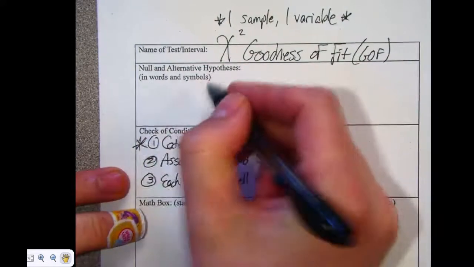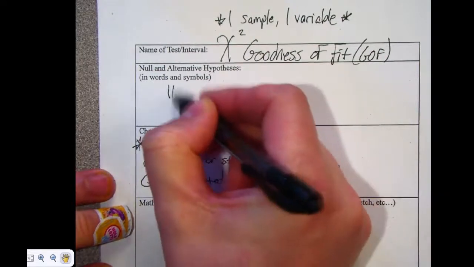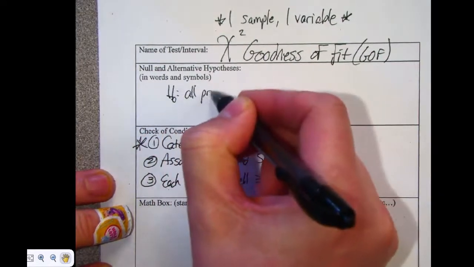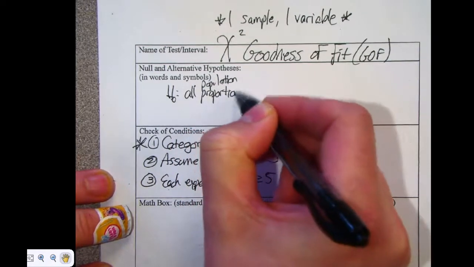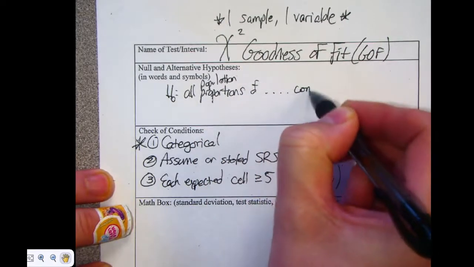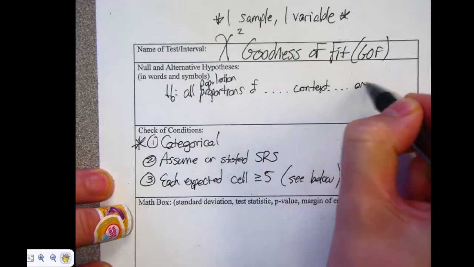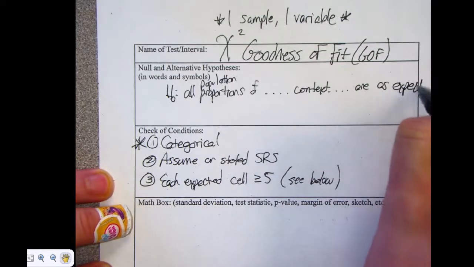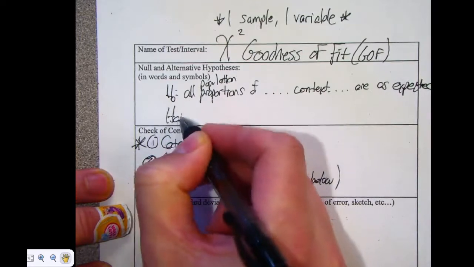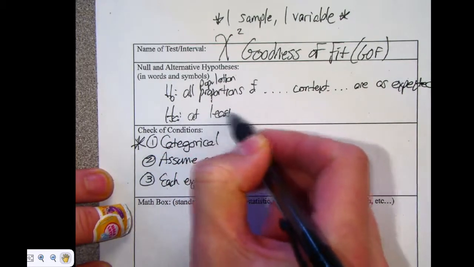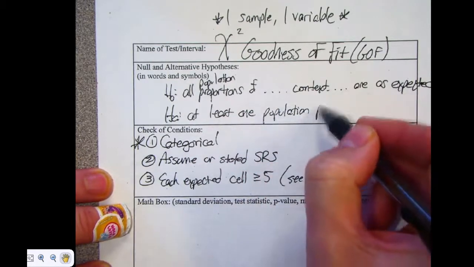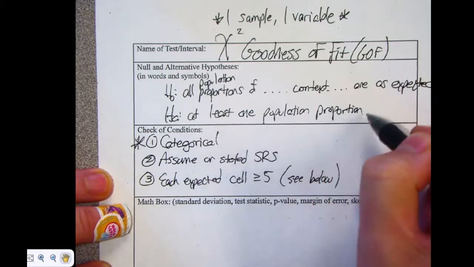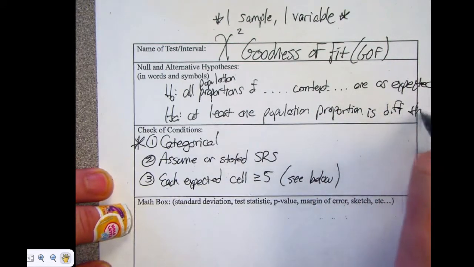All right, so the first thing you would do is you would say H naught would be all population proportions of context are as expected. H A would be at least one population proportion is different than expected.